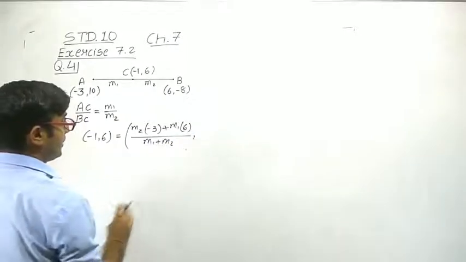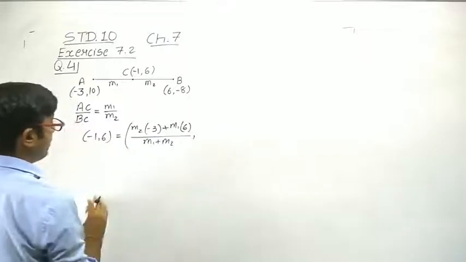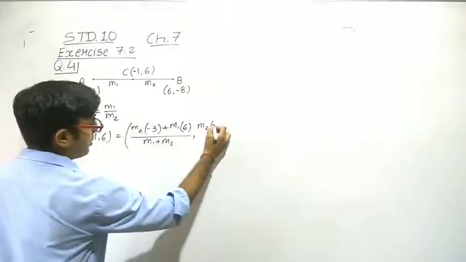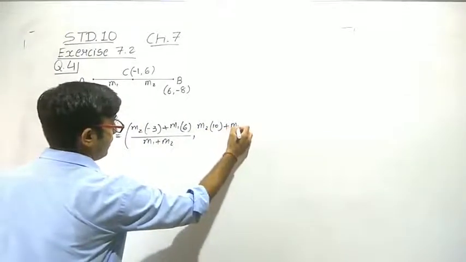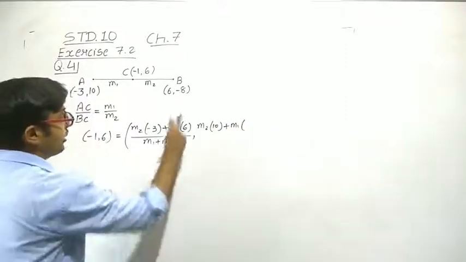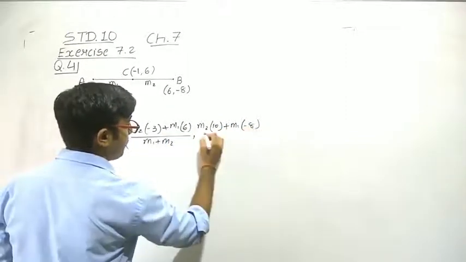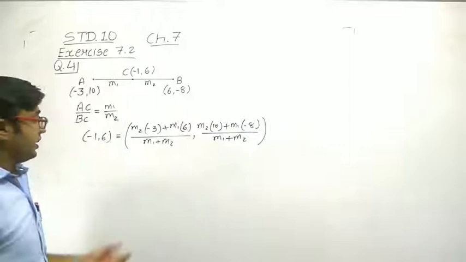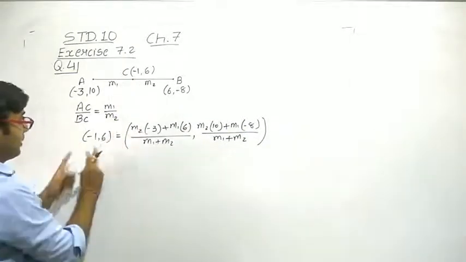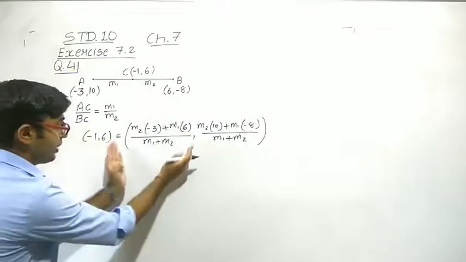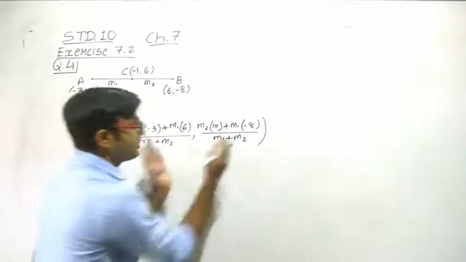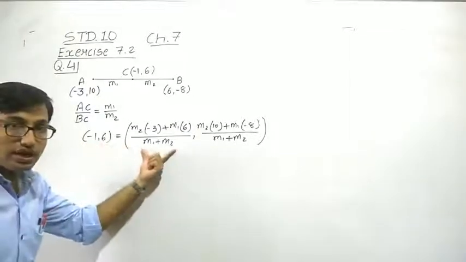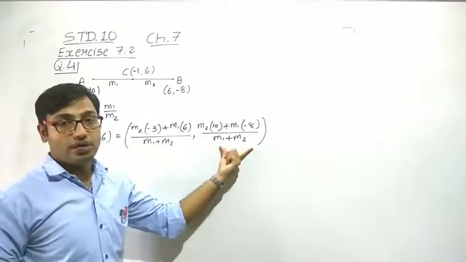Now in the same way we can write the y coordinate. So the y coordinate is again m2 into y1, and y1 is what? 10, plus m1 into y2, and y2 is what? -8, upon m1 plus m2. So here we get the coordinates of point C, (-1, 6). On the right hand side we have the coordinates, the x coordinate is this one and the y coordinate is this one. So now we can compare this x coordinate with this x coordinate and this y coordinate with this y coordinate.